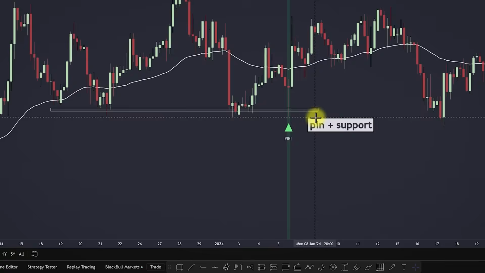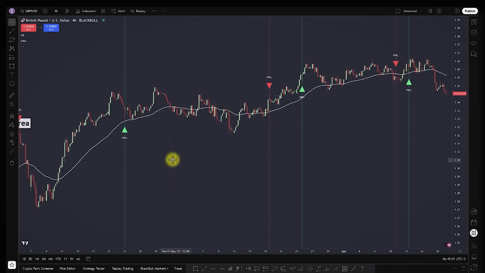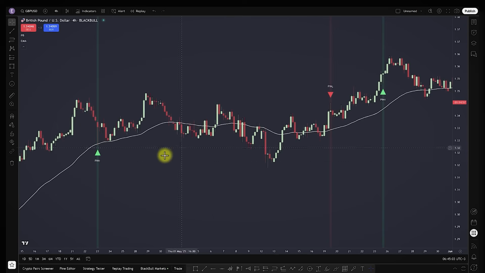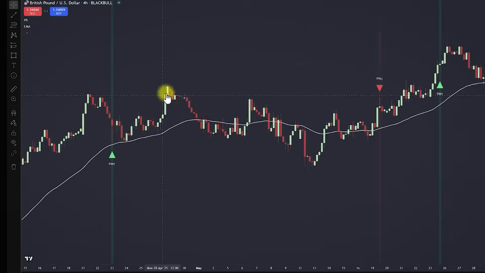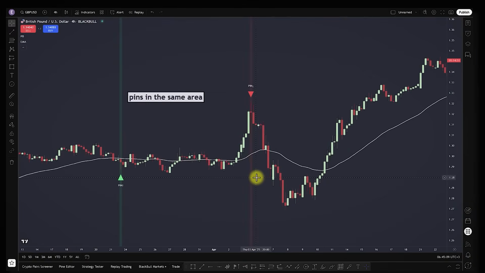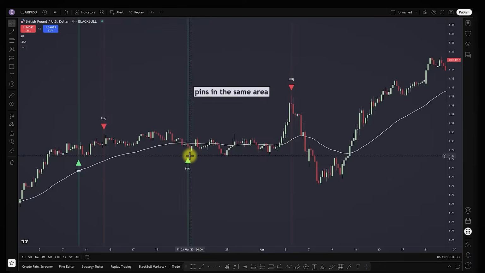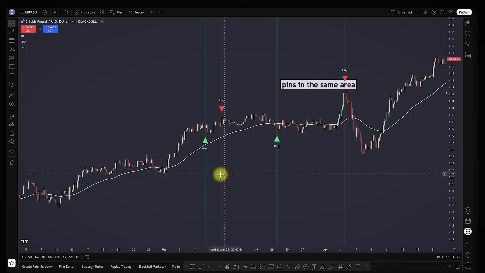At resistance, bearish pins trigger shorts. From a quick backtest, not every pin starts a new trend, but most produce profitable bounces. One pattern I look for: pins in the same area. This is a massive rejection signal.